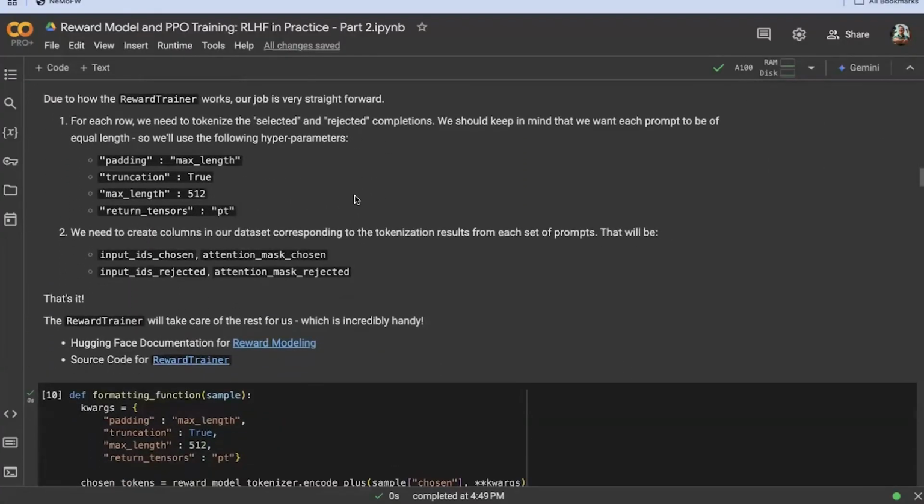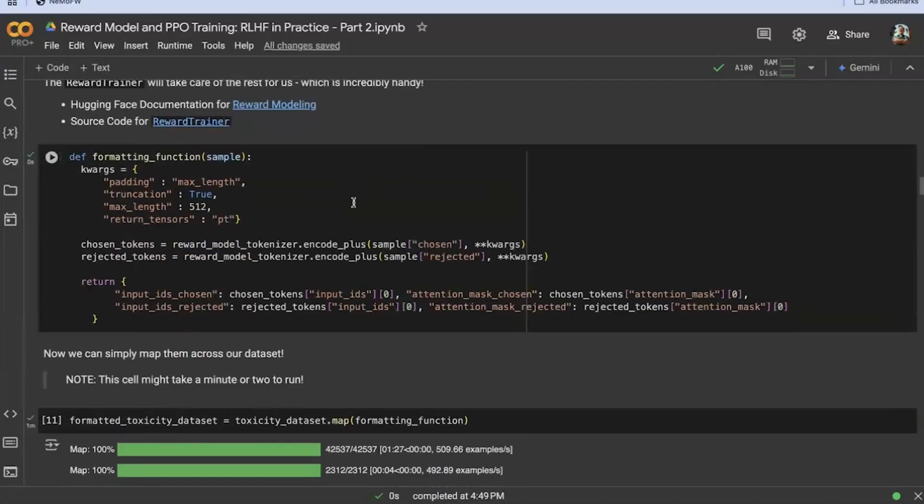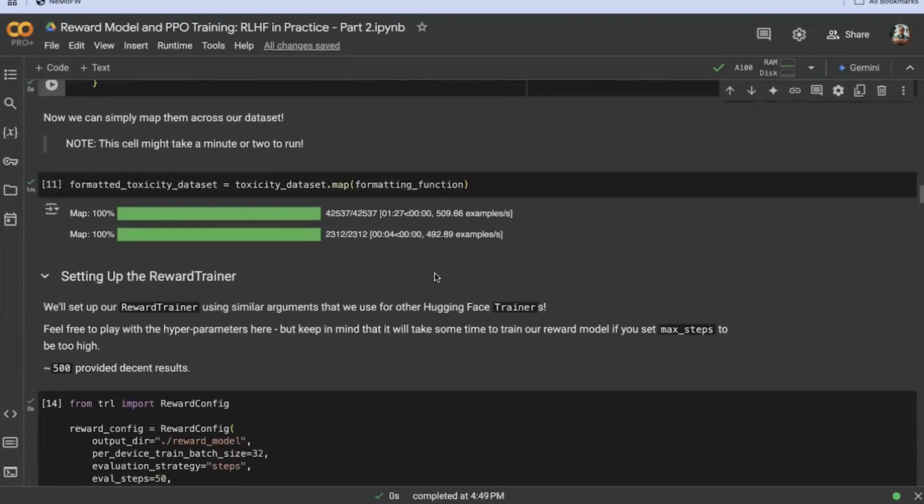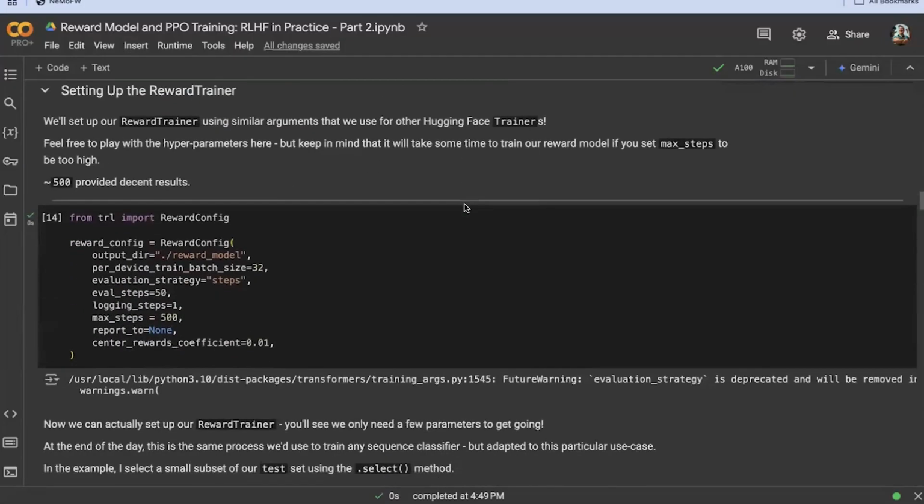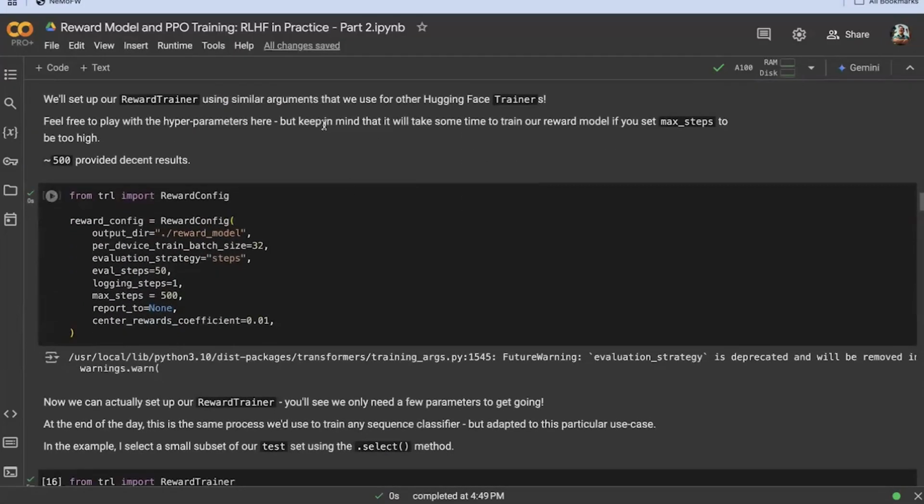Okay, now we're going to format our prompts. This is basically just what we've done before, but for this particular Roberta model. So please keep in mind that it will be important to do this kind of processing whenever we're working with these language models. Then we're going to format our toxicity data set to apply our formatting to it. It's going to take a little while again, so like a minute and a half.